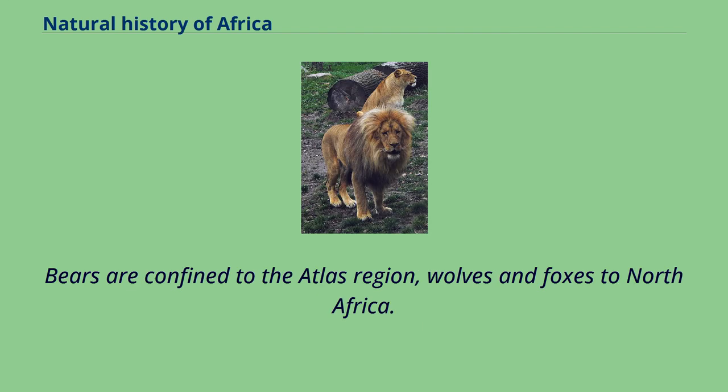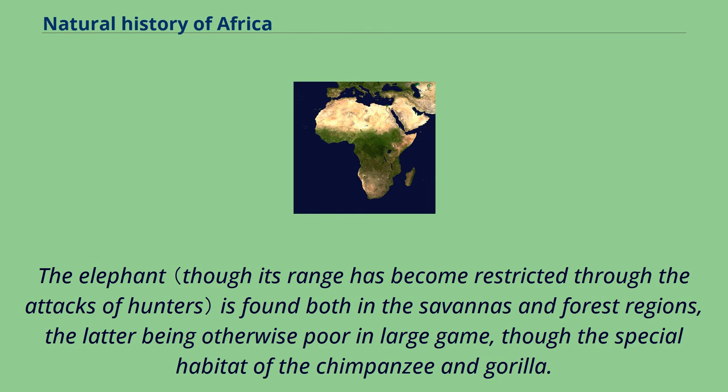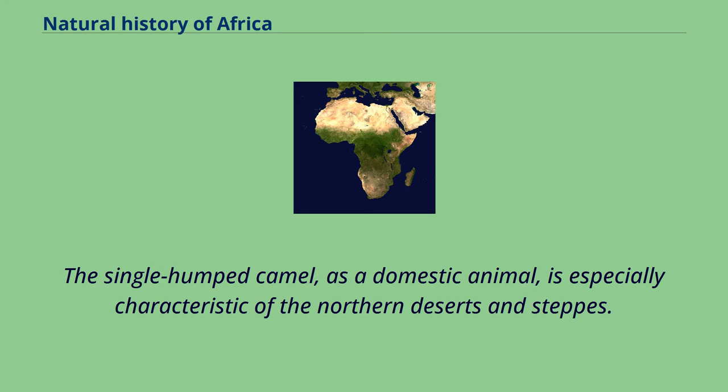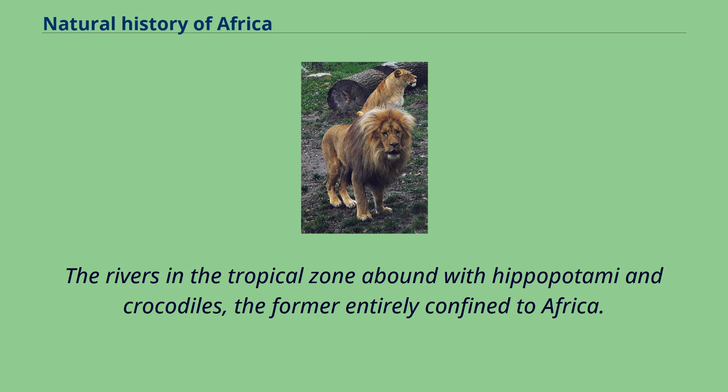Bears are confined to the Atlas region, wolves and foxes to North Africa. The elephant is found both in the savannas and forest regions, the latter being otherwise poor in large game, though the special habitat of the chimpanzee and gorilla. Baboons and mandrills, with few exceptions, are peculiar to Africa. The single-humped camel, as a domestic animal, is especially characteristic of the northern deserts and steppes. The rivers in the tropical zone abound with hippopotami and crocodiles, the former entirely confined to Africa.